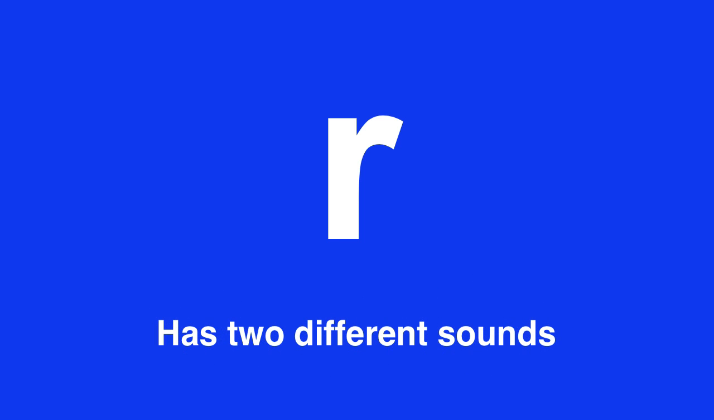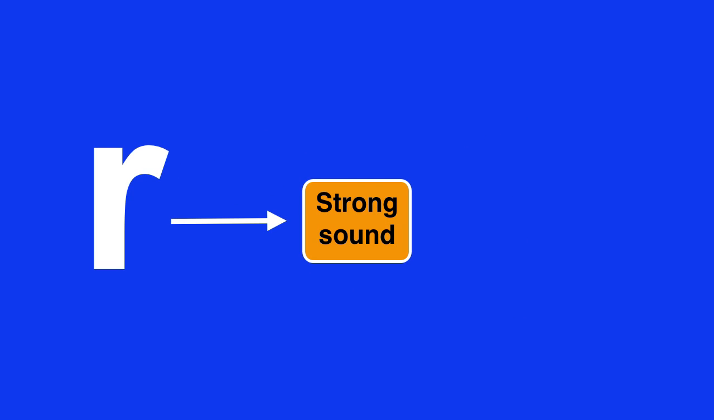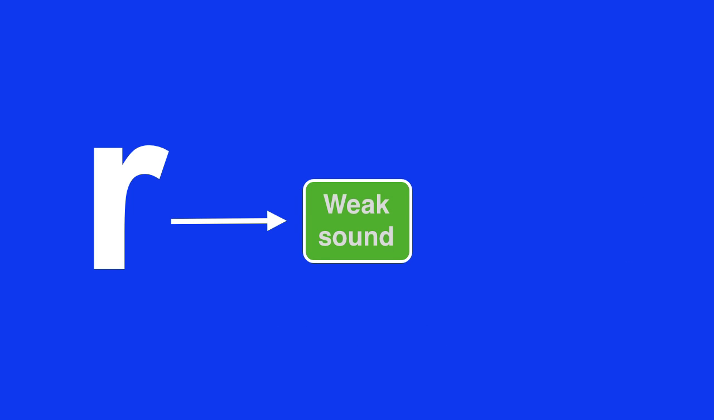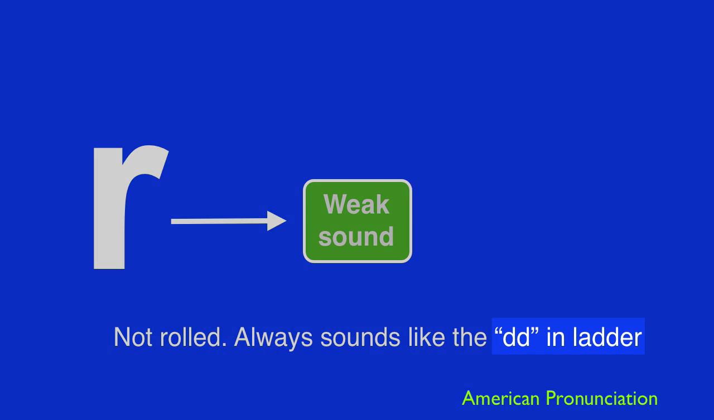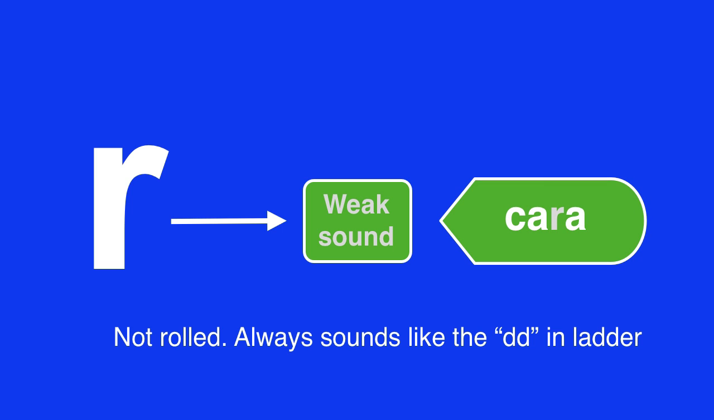Our next consonant is the R, called erre in Spanish. The R has two sounds just like the G, a strong sound and a weak sound. The strong sound has a rolled R sound, much like the stereotypical Spanish R sound that we would expect, and it's always the first letter of a word. An example would be rosa. The weak R sounds like the double D in ladder. An example is cara.